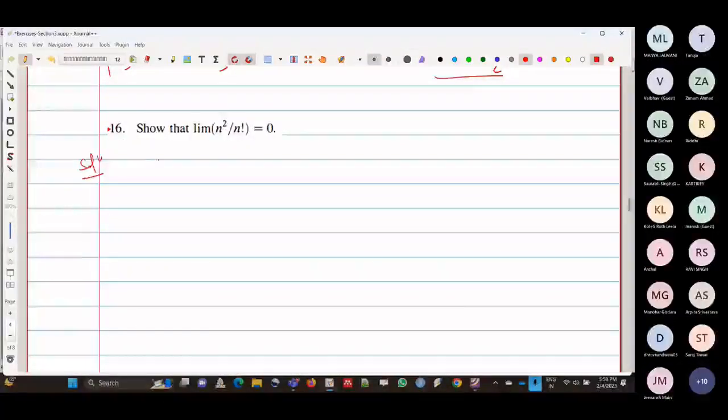So solution. For n greater than 3, what we observe is that n square by n factorial is less than n. You can also verify it. This is n factorial, you know, n minus 1, n minus 2, like this. So we can write here n divided by n minus 1 times n minus 2. And here n square is there, so one n gets cancelled.